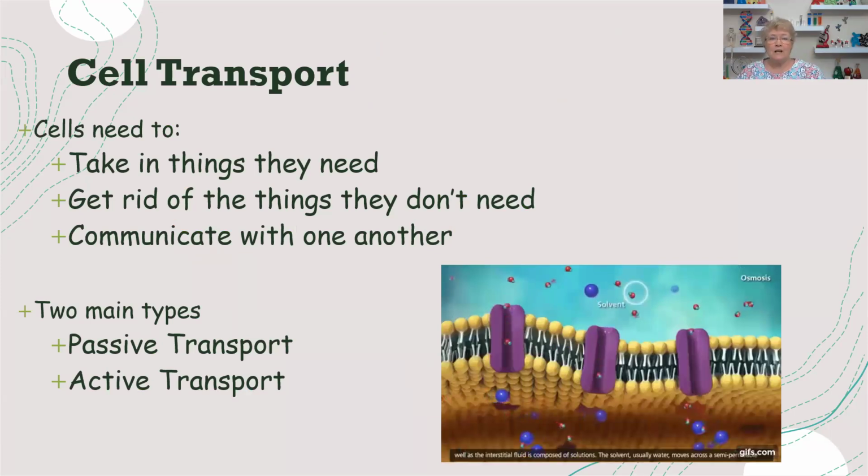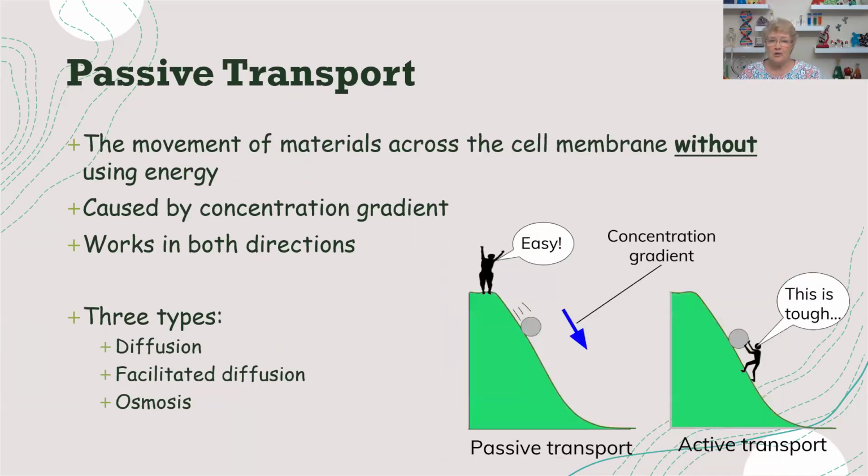So there's a couple of different kinds of transport systems that the body uses. Remember that cells need to take stuff in, get rid of stuff. They also need to communicate with one another. And they use two ways in order to do those things, in order to let things in or let things out. One way doesn't require any energy. The other way does. Passive transport does not require any energy in order for things to move through. They just simply move with what we call down the concentration gradient.